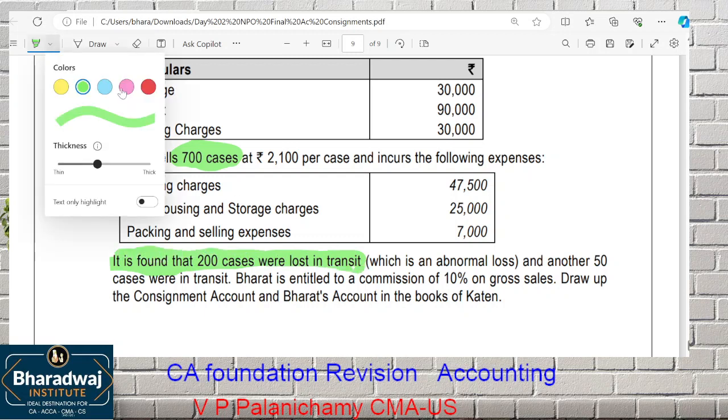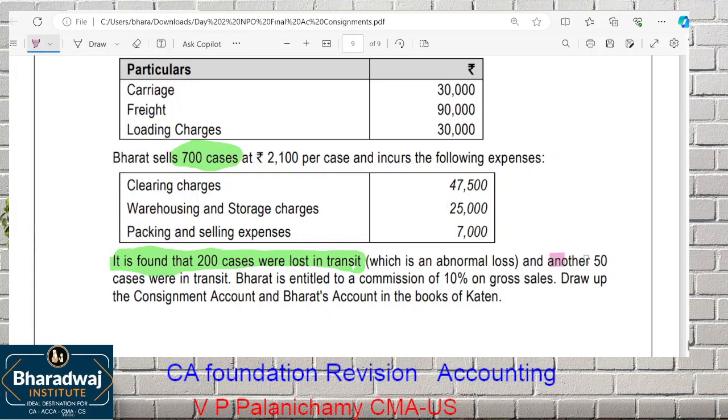Next one we have given, something we have not seen till now. What is it? Another 50 cases were in transit. That is not a loss, not a normal loss. It means it is on the road. It is yet to be delivered. We sent it, it is yet to be delivered. Clear? During the transit, how many cases are lost? 200 cases are the loss, abnormal loss. Good. What about the remaining 50 cases? That is on the way. It is on the way.